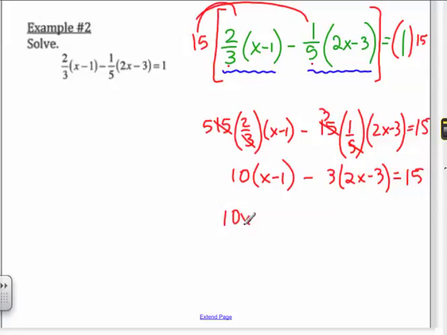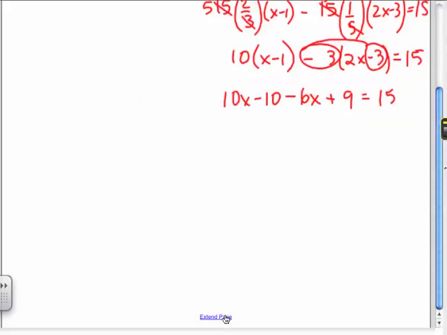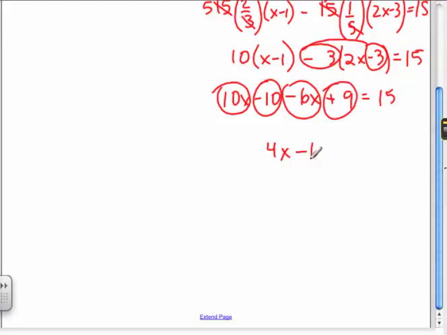So I'm going to get 10x minus 10 minus 6x plus 9. Everybody see why that's plus 9? Equals 15 because it was negative 3 times negative 3 gives me plus 9. Now I need to simplify. 10x minus 6x is 4x. Negative 10 and positive 9 is minus 1 equals 15. Add 1 to both sides.